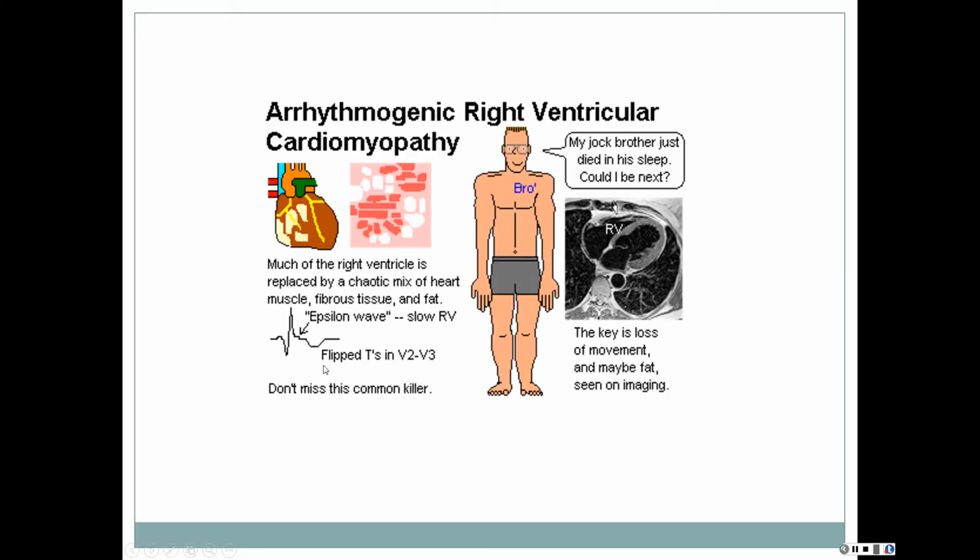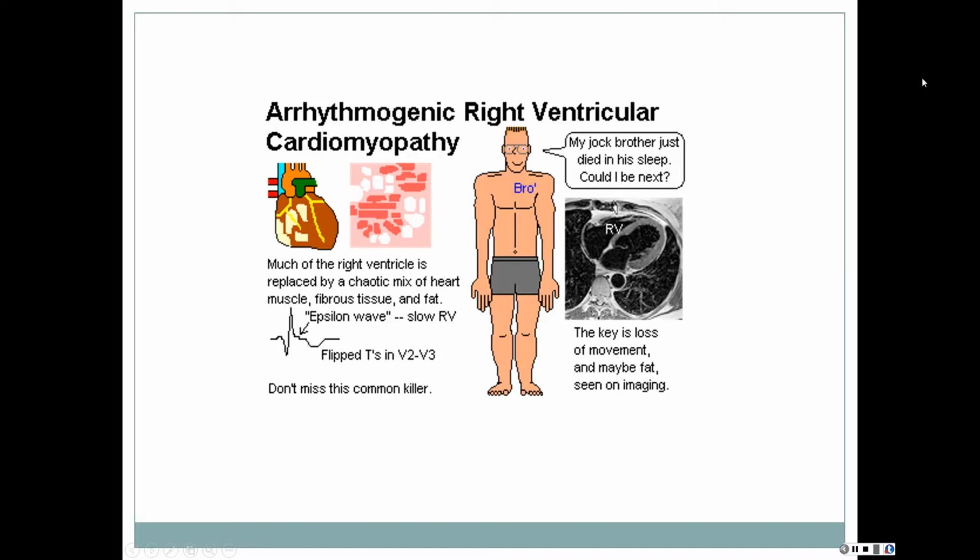But anyway, they have flip T's on a 12 lead in V2 and V3. I'm not going to expect you to know that, but I'm just saying that it can happen. The epsilon wave is right here after the PQRS, and it's kind of right before the T, sort of embedded in part of the T. That's called an epsilon wave.